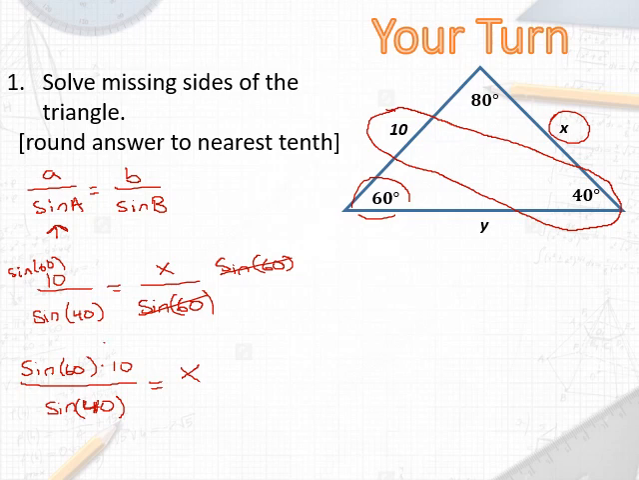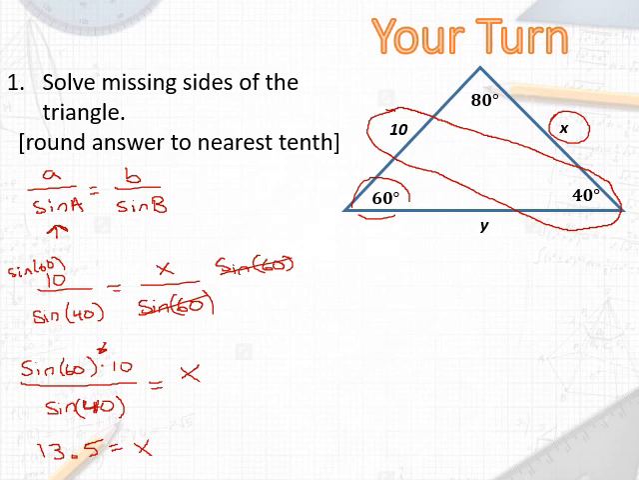Bear in mind, you need to close that parenthesis after sine, because if you do sine 60 times 10 without that closed parenthesis, it will do sine of 600 for you, which is not the same thing. So sine 60 closed parenthesis times 10 divided by sine 40, we get x is 13.47, and we're rounding to the nearest tenth, so that'll be 13.5 is equal to x.